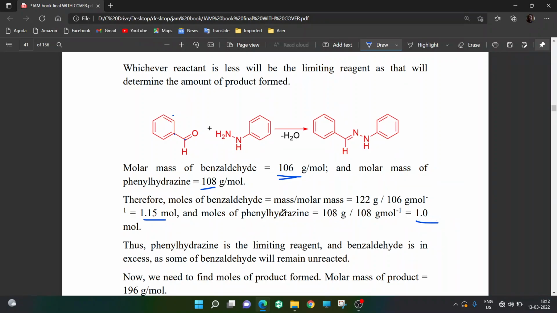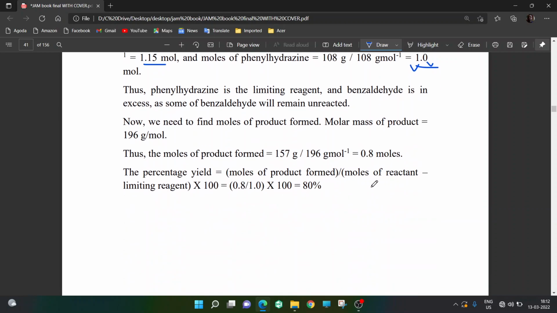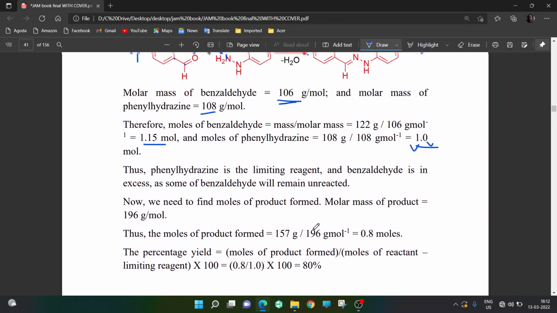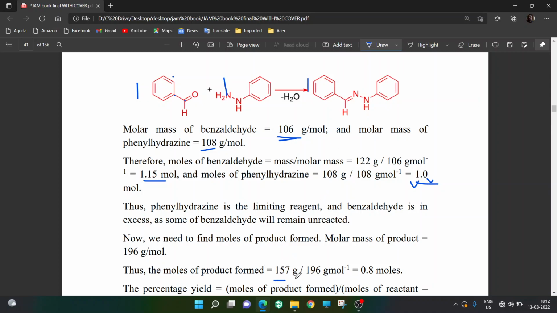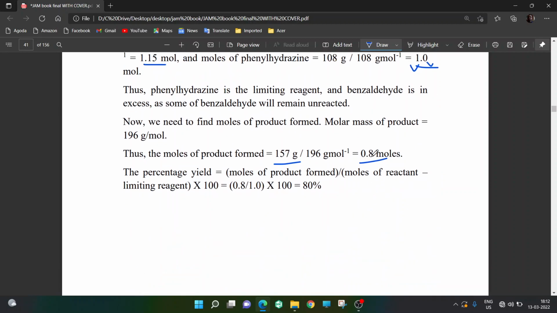We can see that for the reaction we need one equivalent of this, which reacts with another equivalent of this to give one equivalent of the product. Now I have a little more benzaldehyde, so some amount of benzaldehyde will go unreacted, that is excess, and the limiting reagent is phenylhydrazine. So what we expect is from 1 mole we should get 1 mole of the product. Let us see how many moles of product is formed. Again mass by molar mass, so you get 0.8 moles. We are starting with 1 mole of limiting reagent, so you should get 1 mole of the product, but what we are getting is 0.8 moles.